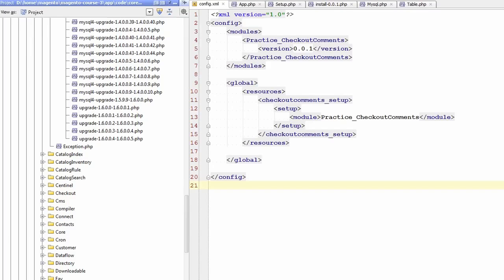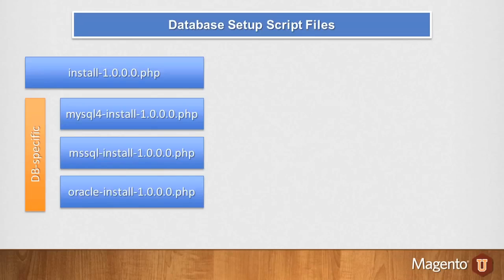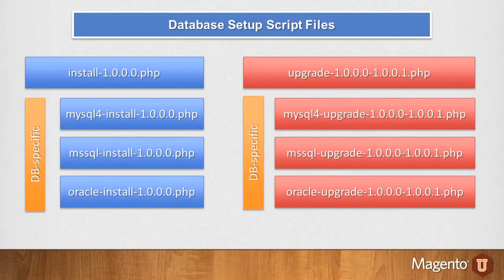To summarize, the file names shown on this screen can be used for creating universal setup scripts and database-specific setup scripts. When releasing a new version, you can use upgrade scripts. Here, you can see all available options for you to follow.